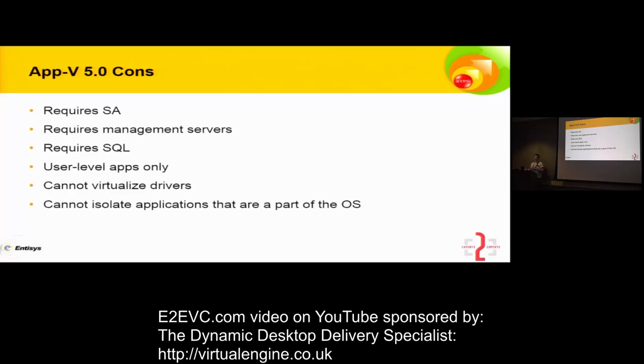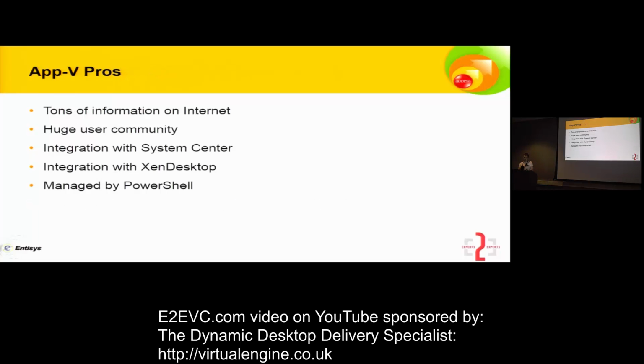All isolation is done on the user level, which makes AppV 5 more stable, but it means that not all of the applications can be isolated. There are no hooks on the kernel level, and you can't isolate any applications that are part of the operating system. You can't run Internet Explorer in isolated mode.